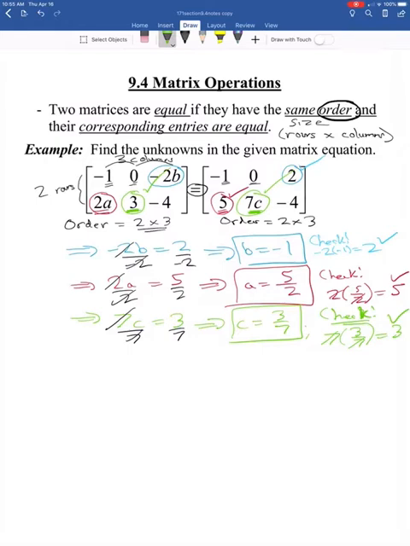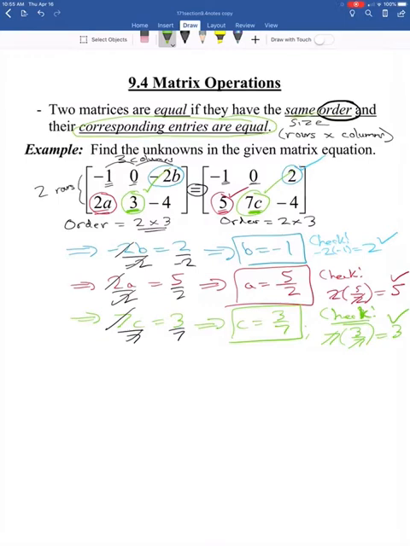So these are one of the operations of matrices. If we have a statement, an equation of matrices, to be equal, we must have the same order, the same size, and the corresponding entries must be equal.